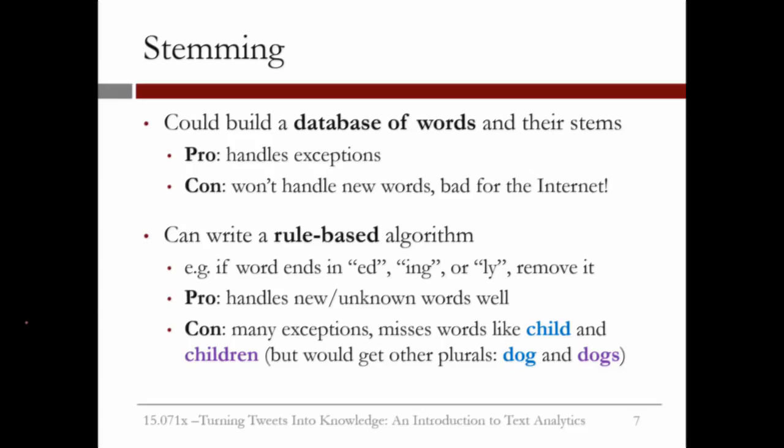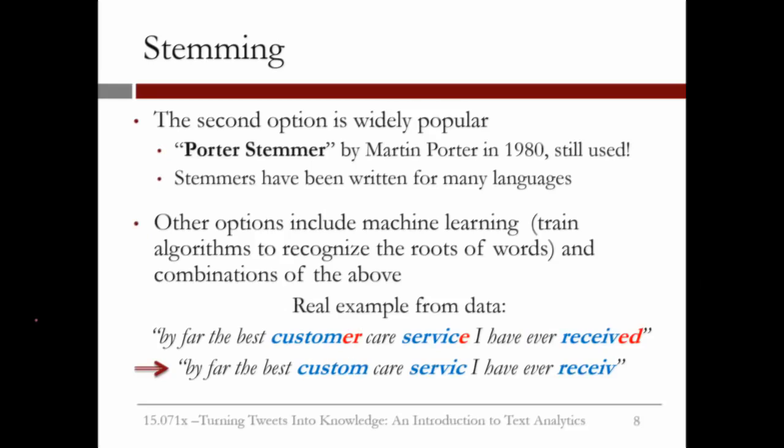In this approach, if a word ends in things like ed, ing, or ly, we would remove the ending. A pro of this approach is that it handles new or unknown words well. However, there are many exceptions, and this approach would miss all of these. Words like child and children would be considered different, but it would get other plurals like dog and dogs. This second approach is widely popular and is called the Porter stemmer, designed by Martin Porter in 1980, and it's still used today. Stemmers like this one have been written for many languages.